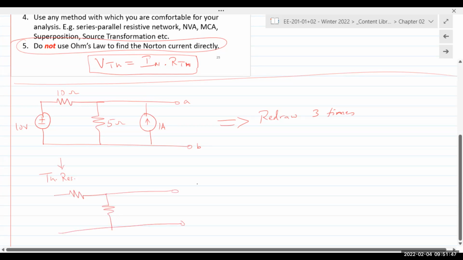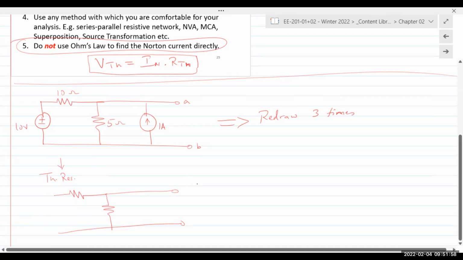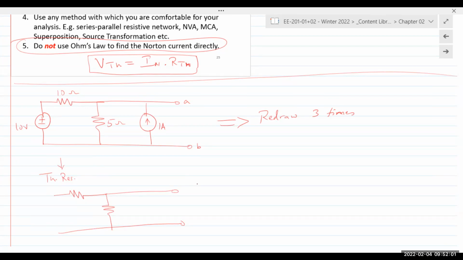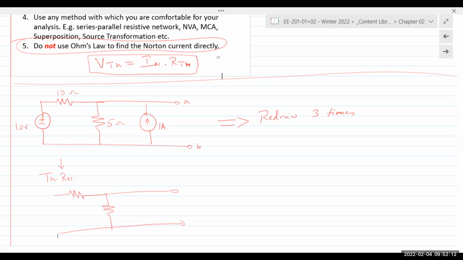If you have sources in the circuit, well, it doesn't matter what kind of source it is, you cannot measure the resistance. You have to remove or replace the sources. So this is where we apply the concept of reducing an independent source to 0. Meaning we replace the voltage source with a short and a current source with an open, effectively just removing the current source and placing a short right here. And this applies only to the Thevenin resistance circuit.